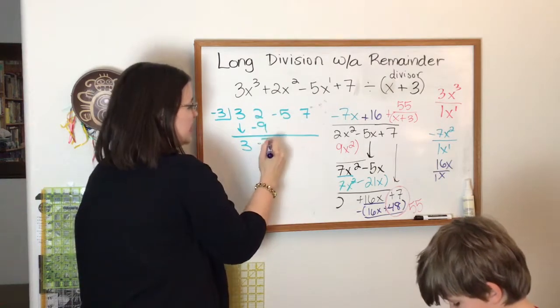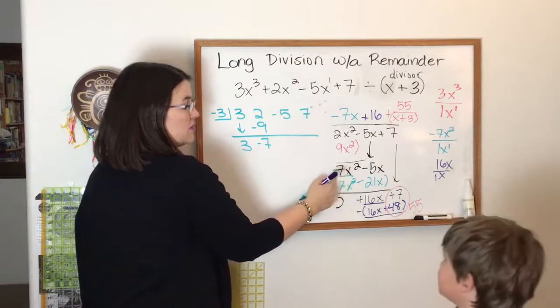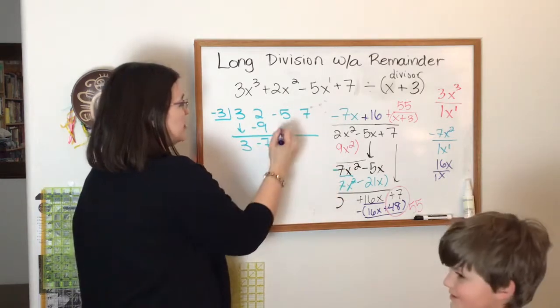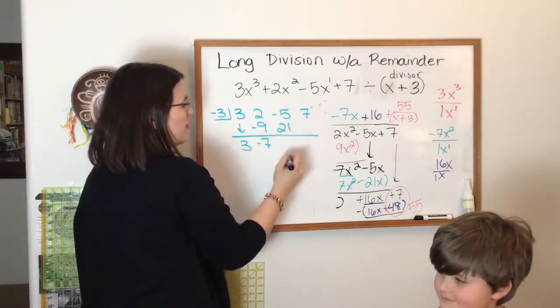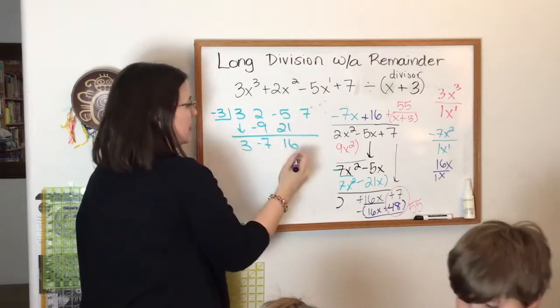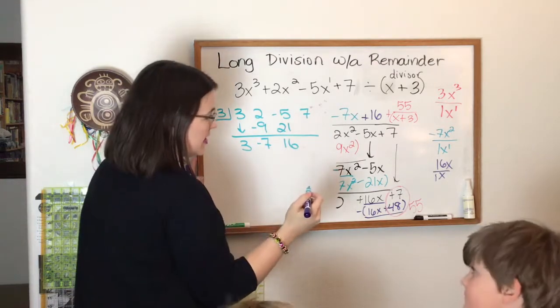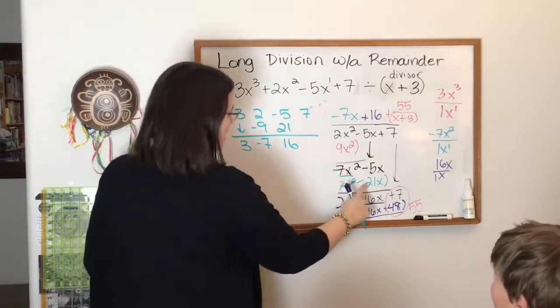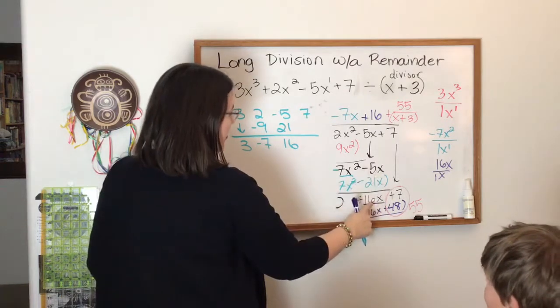Negative 9 plus 2 is negative 7. Notice, that's what I had right here. Negative 3 times negative 7 is 21. 21 minus 5 is 16. Negative 3 times 16. Uh-oh, did I make a sign error? Negative, negative went to positive. That gave me a positive 16.